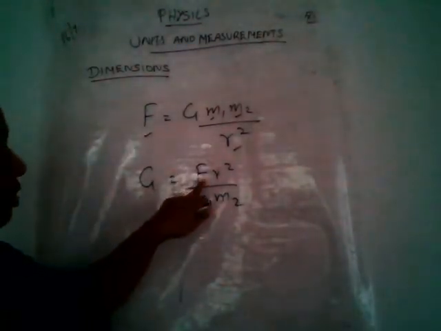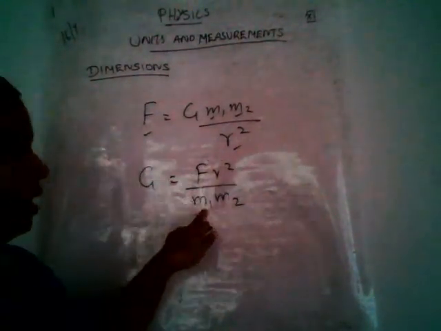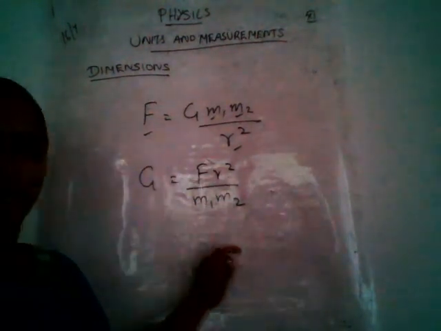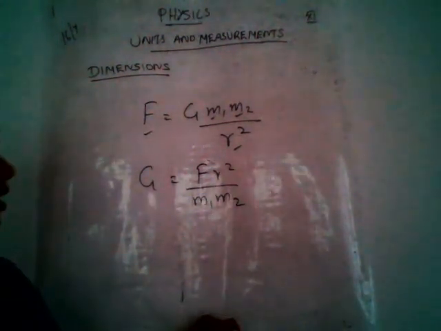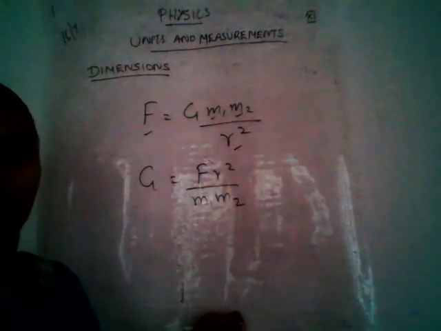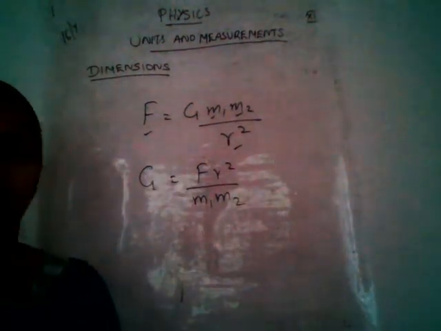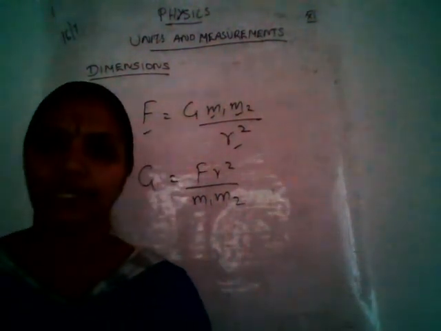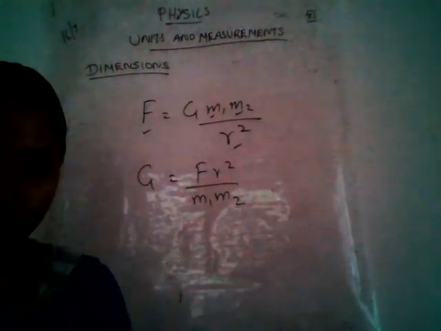Then write the dimension of this force, distance, mass and all. Then simplify. Okay, so you will get that dimension. Okay, dimension of the gravitational constant. You try it. If you are not getting, I will tell you.